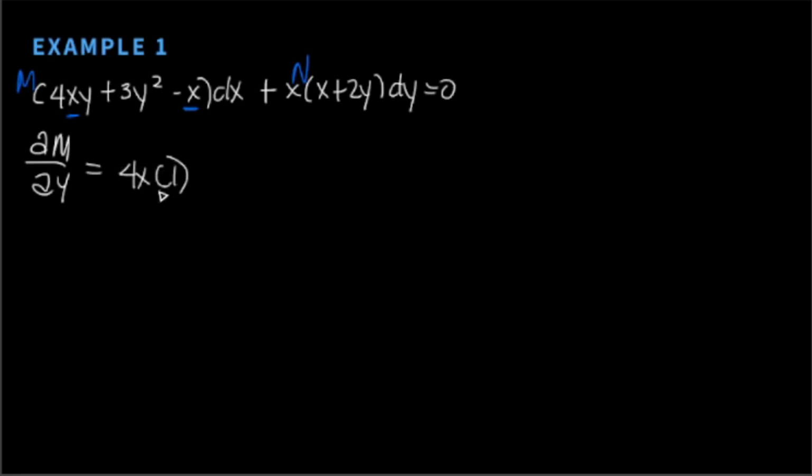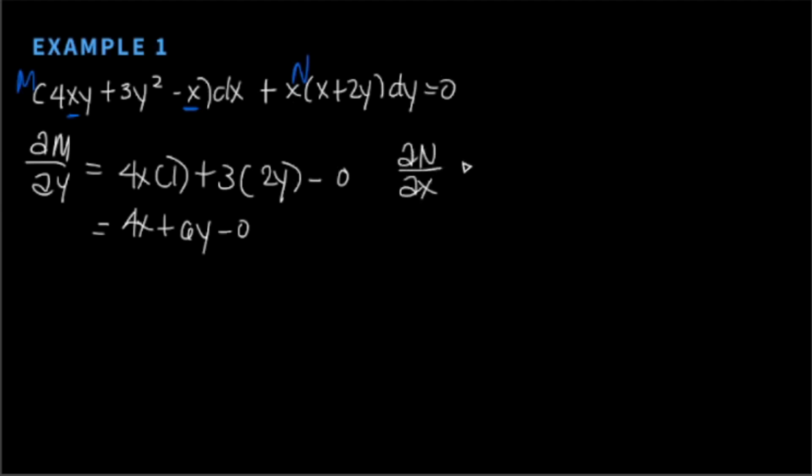Then, differentiation ng y is 1, plus constant 3 times differentiation ng y squared is 2y, minus differentiation ng x, since constant siya dito, magiging siyang 0. So, that will be 4x plus 6y minus 0. So, ngayon is proceed tayo sa pag-differentiate ng N in terms of x.